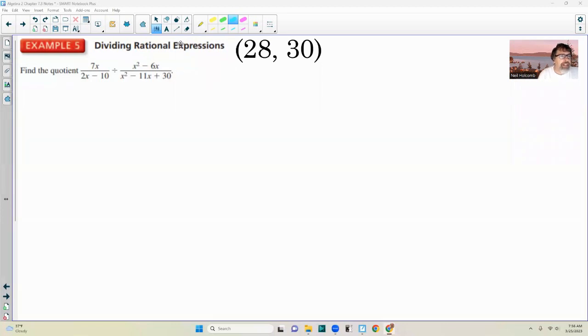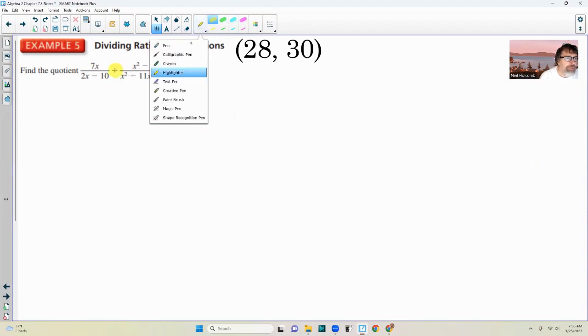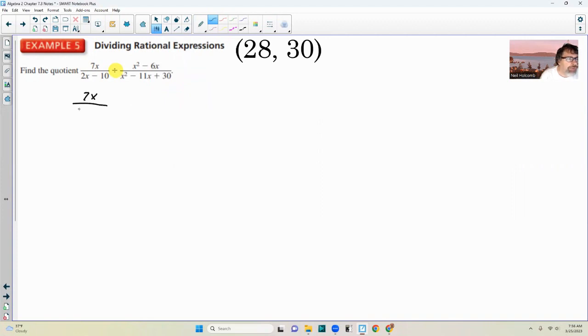Okay, example 5 is dividing rational expressions. In this situation, there's only one change, and that is that right there. We've been doing multiplication the whole time. Here's what's going to happen. You take 7x over 2x minus 10. That did not change. You switch the division symbol to multiplication. You take the denominator and make it the numerator, and you take the numerator and make it the denominator. So all you do is switch from division to multiplication and take the reciprocal. Flip it and switch it.